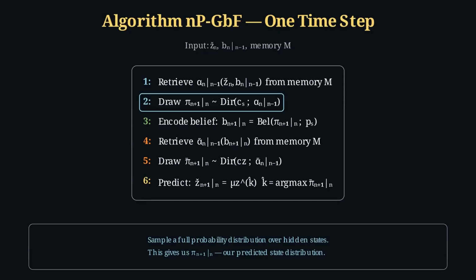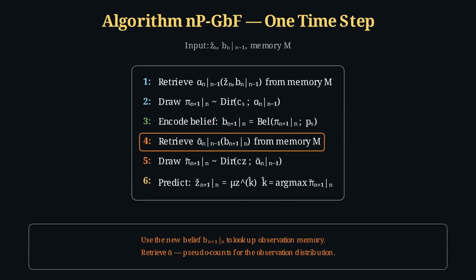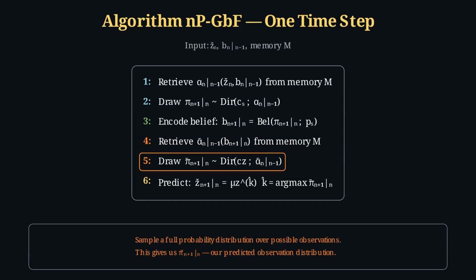Step 1. Retrieve the pseudo-counts alpha from memory, indexed by the current observation and belief. This is a lookup, no computation needed. Step 2. Sample the predicted state distribution pi from a Dirichlet with those pseudo-counts. This gives us a full probability distribution over hidden states. Step 3. Encode the predicted distribution into a sparse binary belief vector using the Bell function. This compressed belief is what gets stored and used as the next memory key.